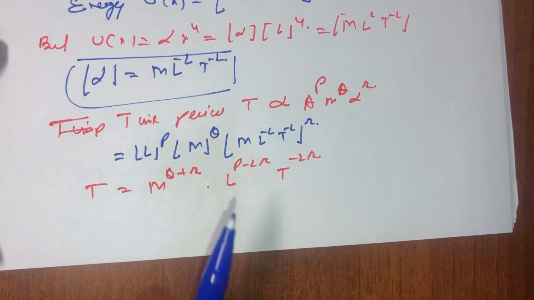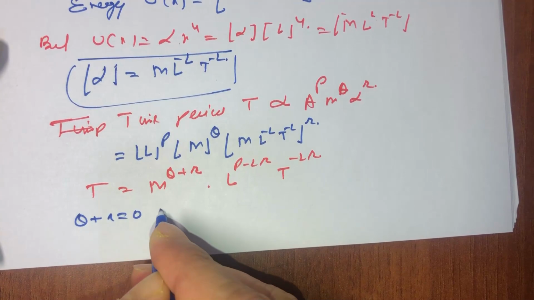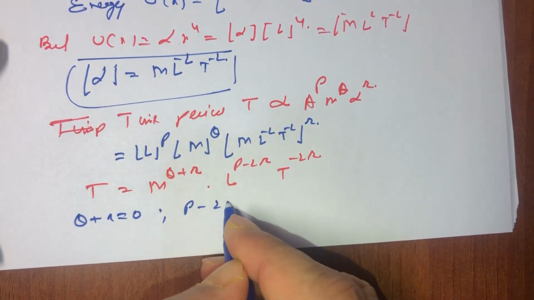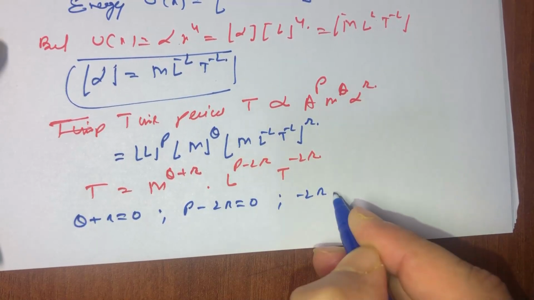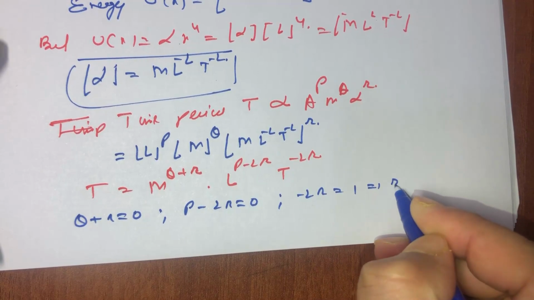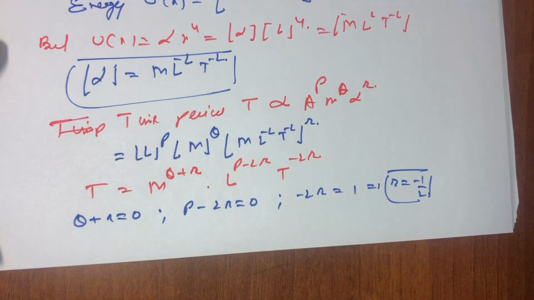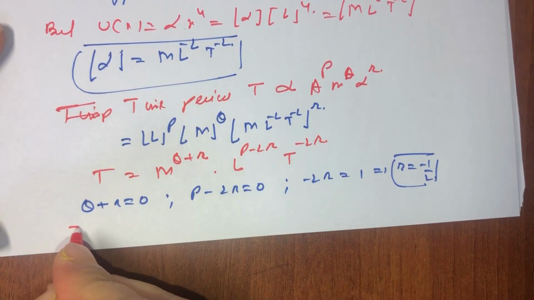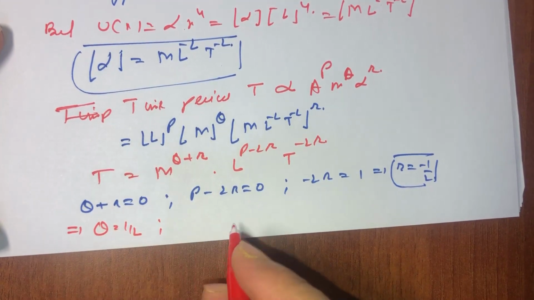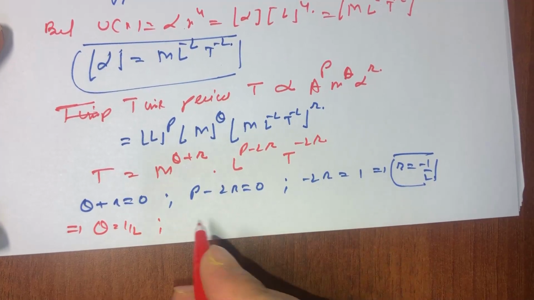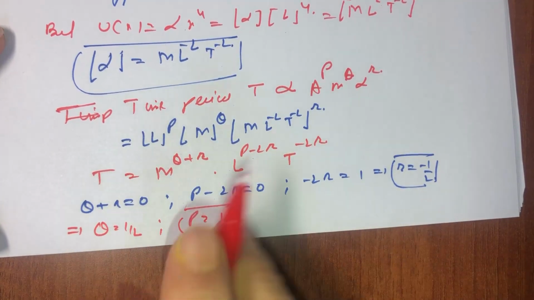Now equating one to one, we can write that Q plus R is equal to 0, P minus 2R is also equal to 0, and minus 2R is equal to 1. This gives us R is equal to minus 1 by 2. So if R is equal to minus 1 by 2, my Q will be equal to 1 by 2, and my P will be equal to 1. So we got all three values.